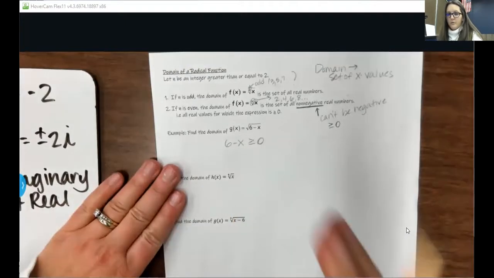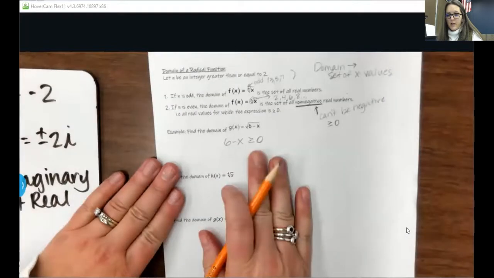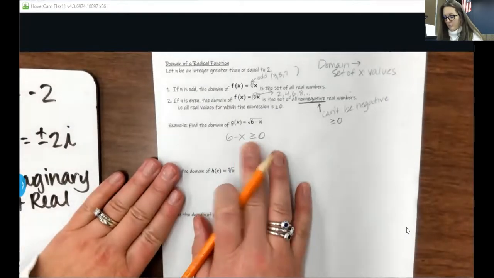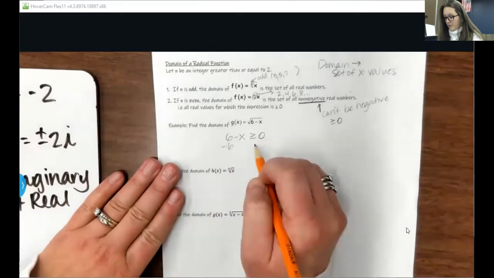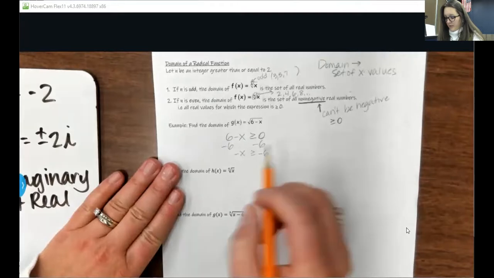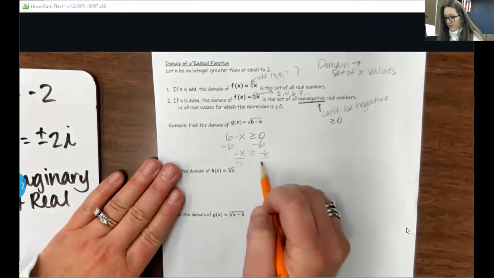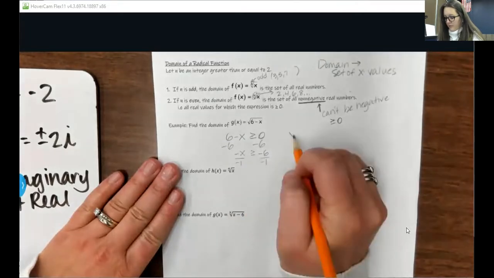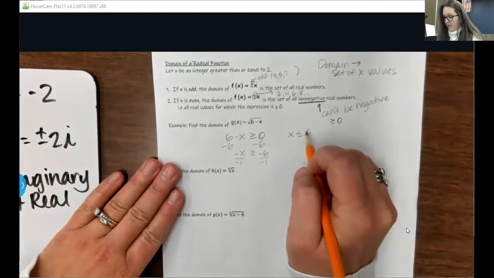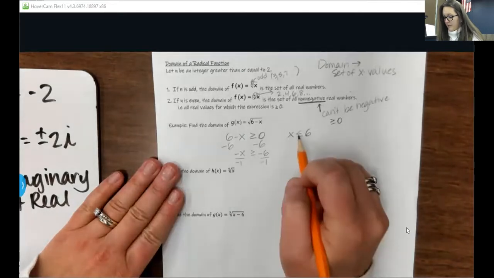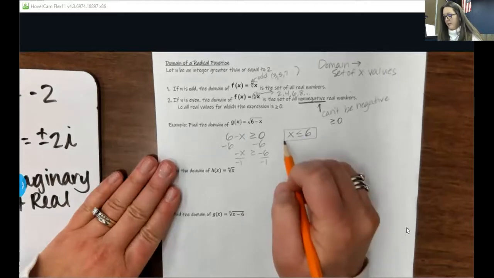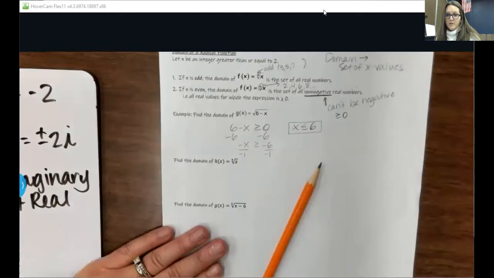So what values can I put under the radical, or plug in for x, that make this greater than or equal to 0? So I'm going to subtract 6 and solve just like we usually do, right? Then I'm going to divide by -1. Remember that funky inequality rule? When you divide or multiply by -1, you have to switch the sign. I totally forget that all the time. So x has to be less than or equal to 6, okay? x has to be less than or equal to 6, or it's going to be imaginary. It's not going to be real.